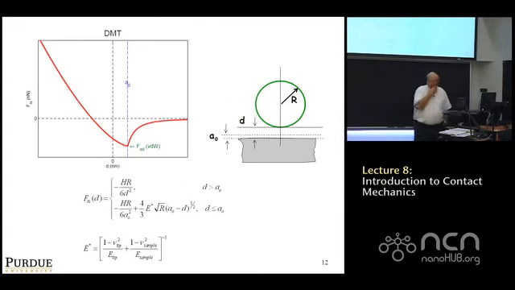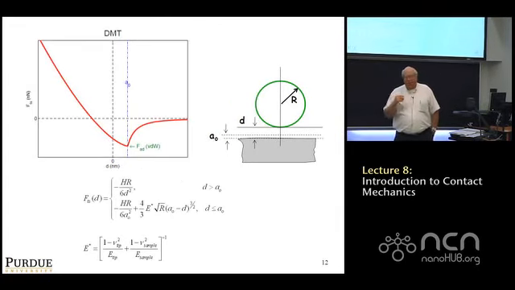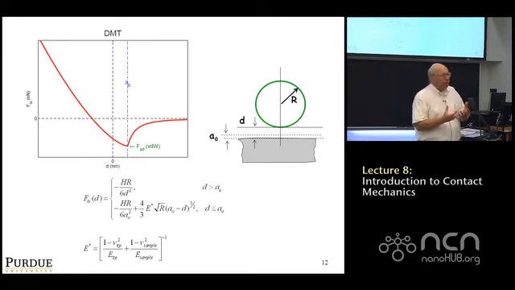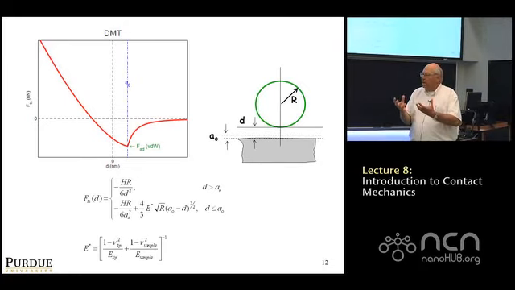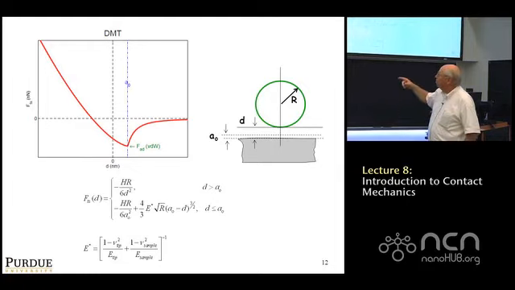Next one I plot out is the DMT model. Now, DMT, right, the tip atoms interact with the substrate atoms even when they're not in contact, right? So these van der Waals forces are coming in. And so because there's van der Waals forces, you're going to get the van der Waals forces of a sphere interacting with a flat plane.